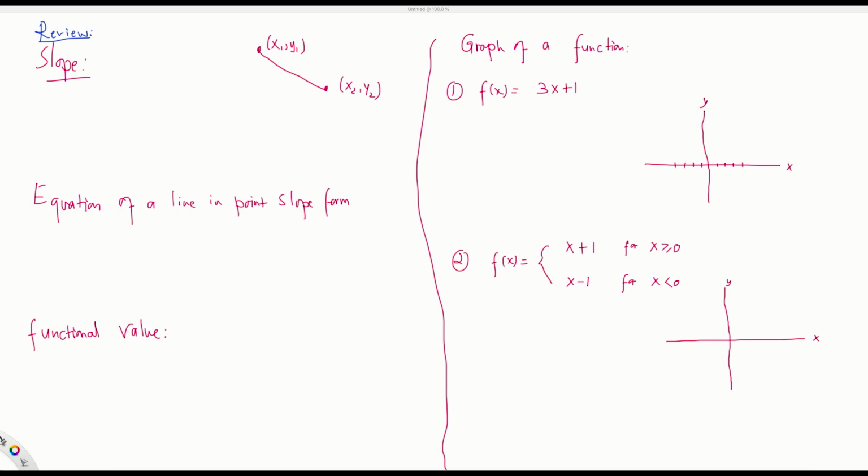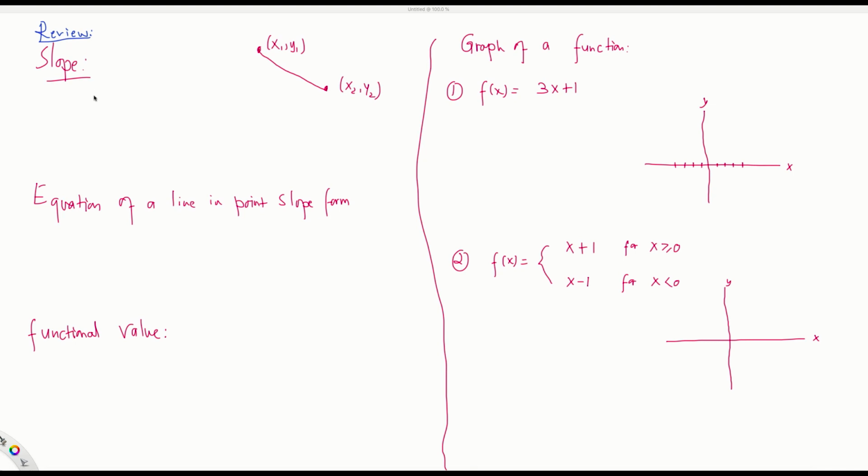So before we start section 1.2, let us talk about some of the concepts we will be using in this course, okay? The first concept I want to talk about is the slope. Do you remember the formula of a slope of a line that joins two points, (x1, y1) and (x2, y2)? Do you remember that?